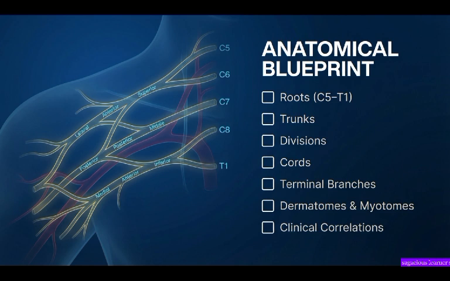So the roots are where these nerves originate from. And where do they originate from? From the vertebrae, the cervical and the first thoracic vertebrae. So how many roots do we have? We have five roots, which are C5, C6, C7, C8, and T1.